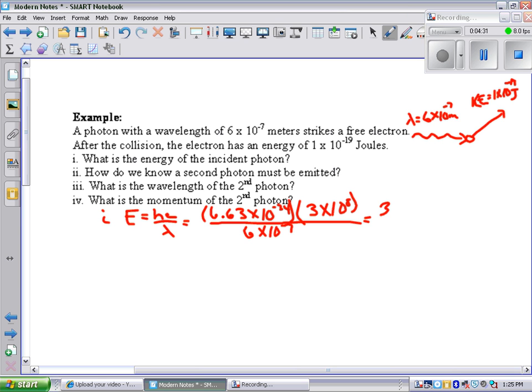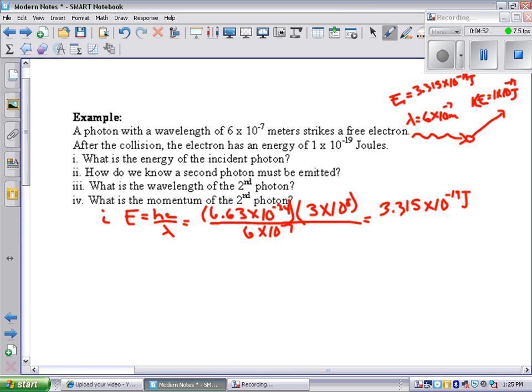And that's going to give us an energy of 3.315 times 10 to the minus 19th joules. And I might even write that on here on my diagram. The energy of photon 1 is going to be 3.315 times 10 to the minus 19th joules.